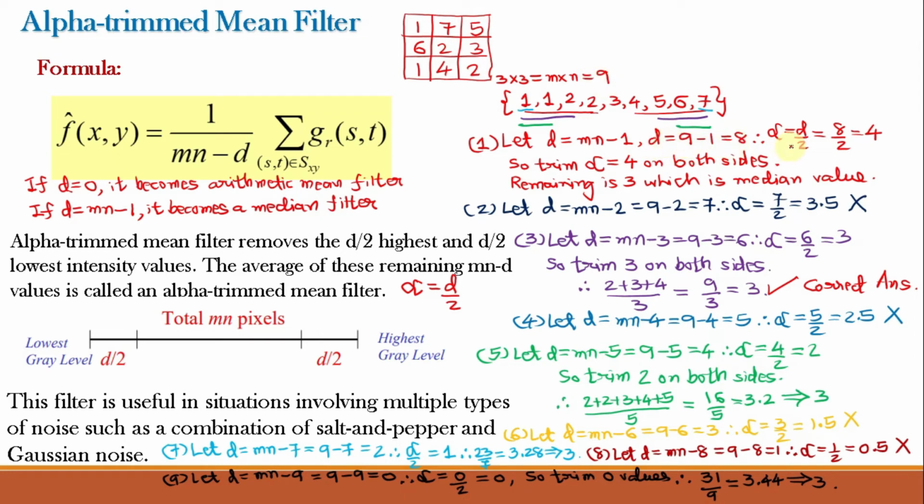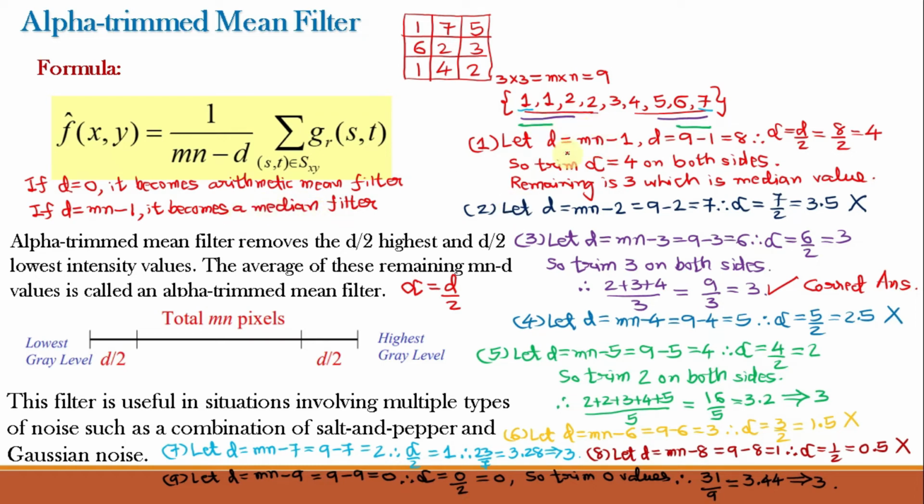So this is d. What is alpha? Alpha is equal to d by 2, so d by 2 will be equal to 8 by 2 which is equal to 4. Okay, so what does it mean? It means that trim alpha, so trim alpha is equal to 4 on both the sides of the ordered values of the pixels, right? So what we will be doing here, we will be trimming these 4 values, the lowest 4 values, and trimming these 4 values, the highest 4 values. So remaining is 1. Okay, only the median value will remain. So that is for the case mn minus 1. So when d is equal to mn minus 1, it becomes a median filter.